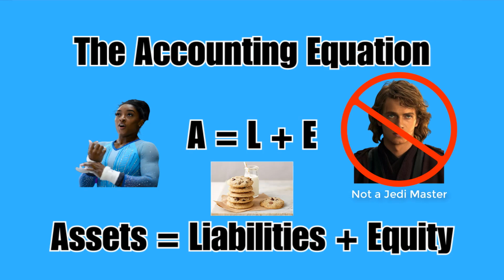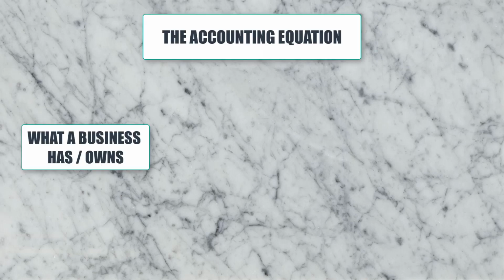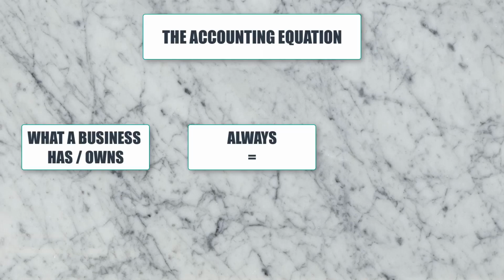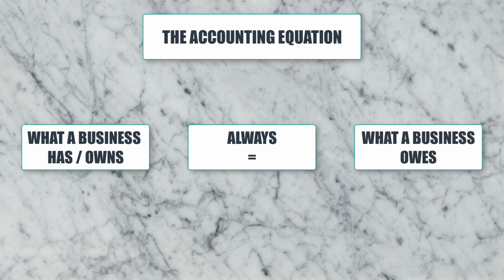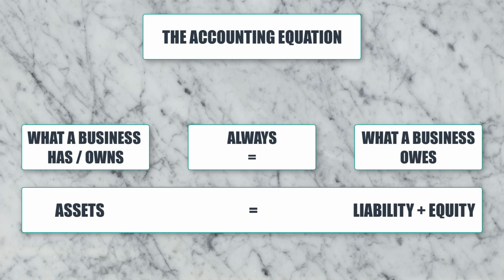Let's go. To do this, we're going to need to go to my favorite place, the kitchen. Now, the accounting equation in plain English means that what a business has will always equal what a business owes, or in other words, assets equals liability plus owner's equity.